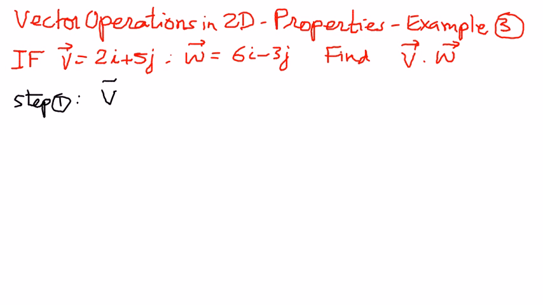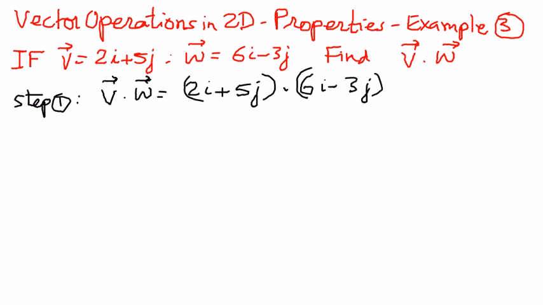The steps are vector v dot vector w. We're going to write this one out as follows: 2i plus 5j dot 6i minus 3j.